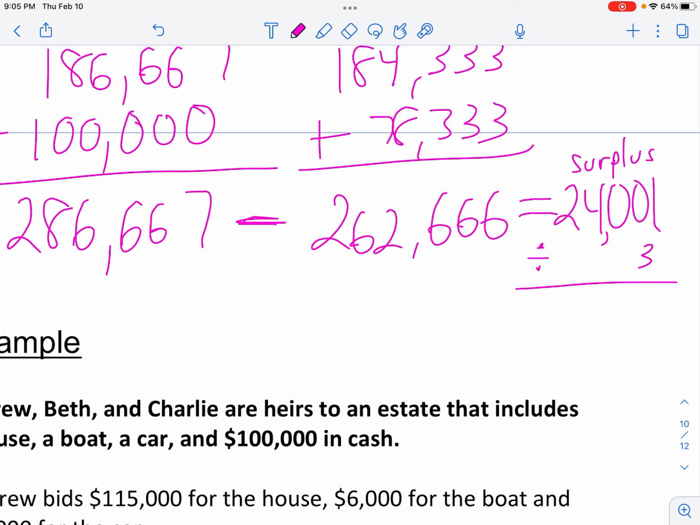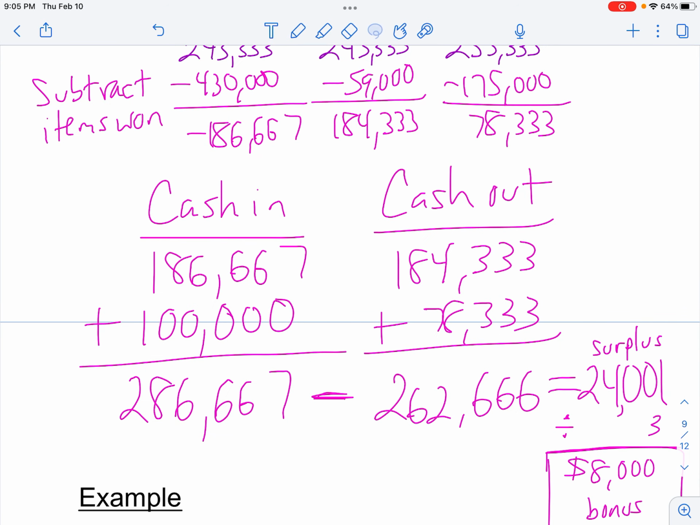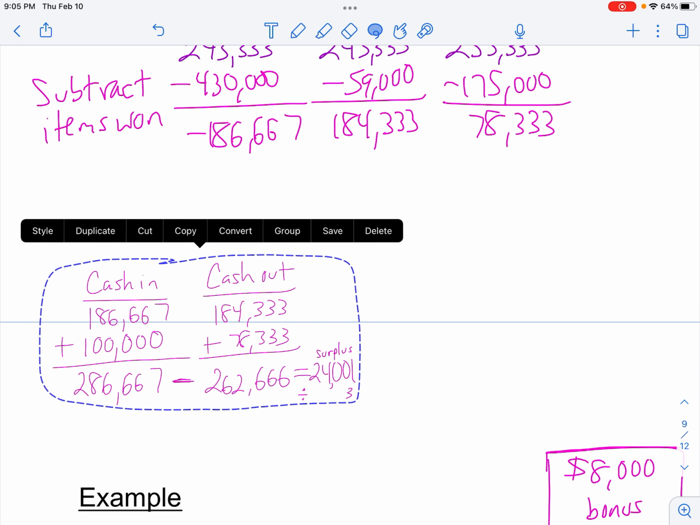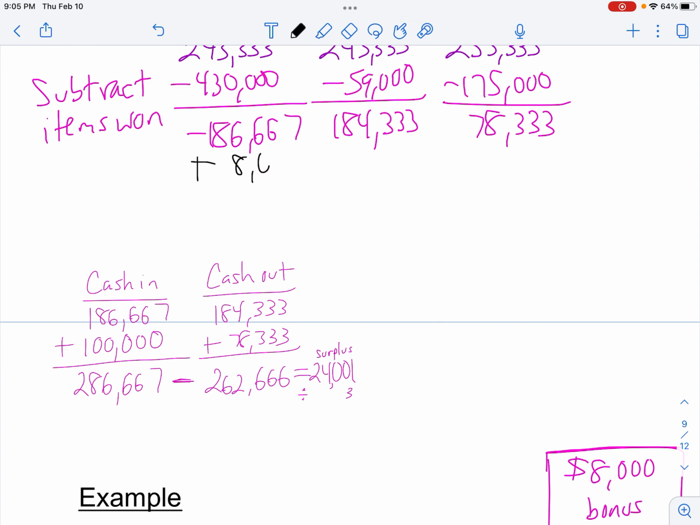So $24,001 divided by 3 is about $8,000. This is called the bonus. That means everyone's getting $8,000 back. At the very end, after all the money's reconciled, everyone gets an $8,000. It's like a refund. So I'm just gonna shrink this all. Okay, so that $8,000 bonus gets paid back to every single person. So I usually write it right there on this line.